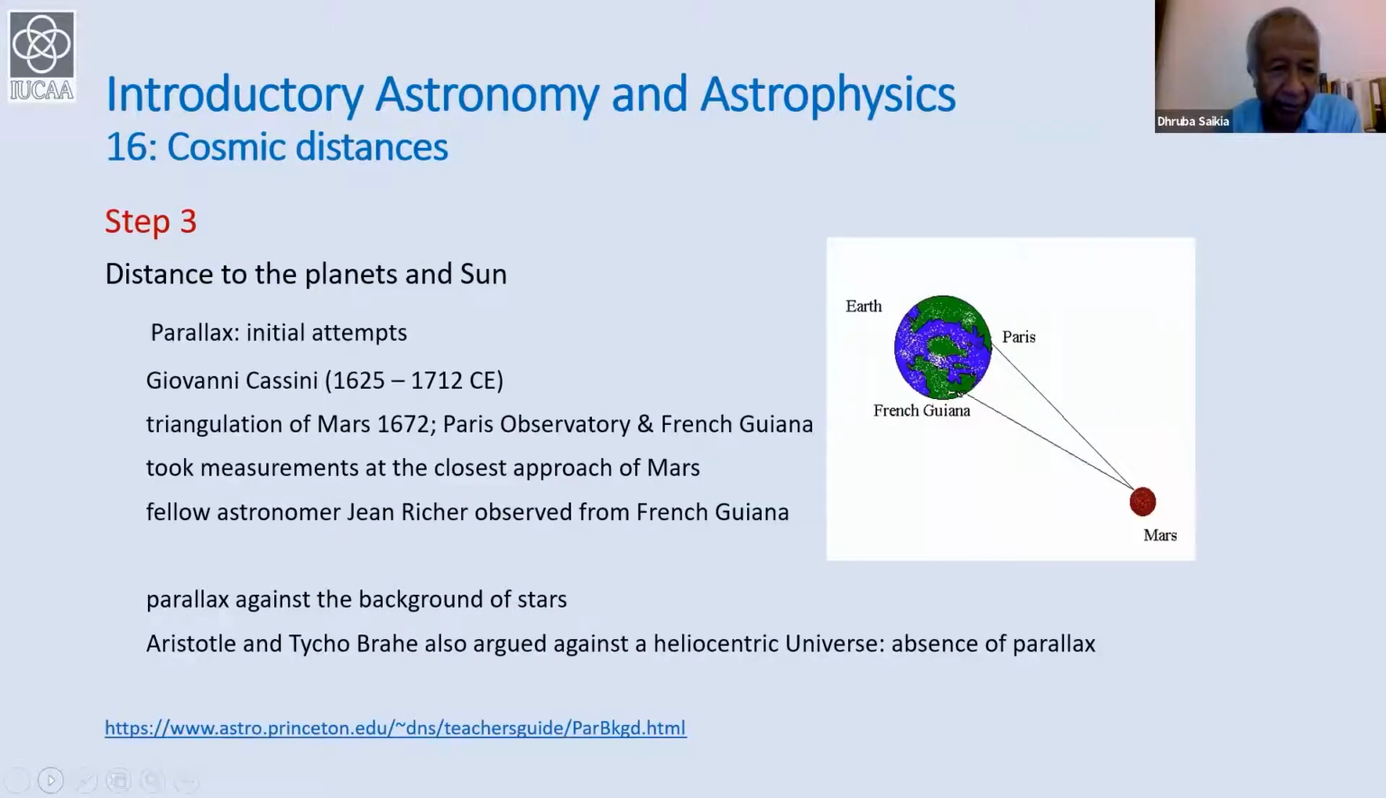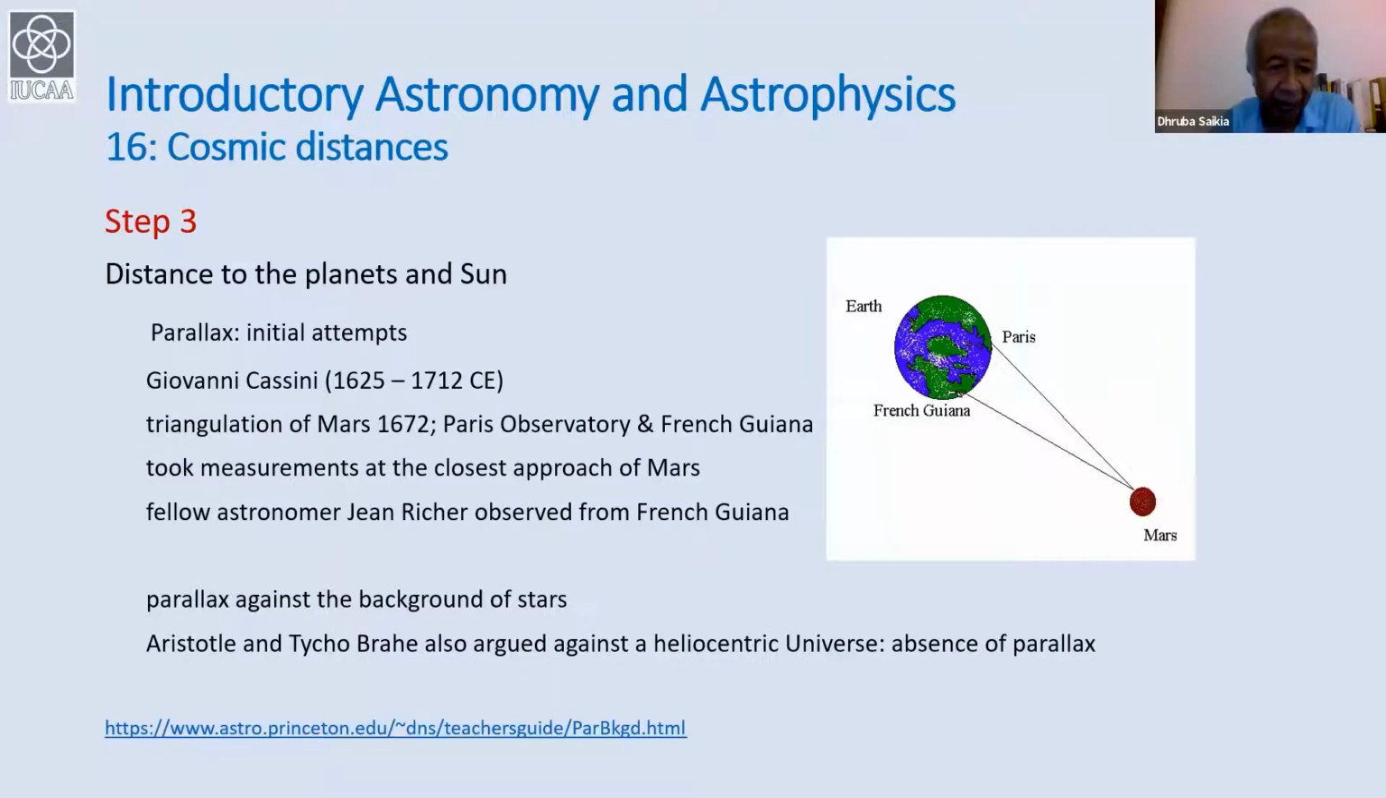So parallax attempts, these are triangulation methods. And for these distances, one need not worry very much about general relativistic effects. Cassini actually attempted triangulation of Mars in 1672-73. And he had sent one of his fellow astronomers, Jean Richer, to French Guiana, and took measurements at the distance of closest approach of Mars, and arrived at, again, not unreasonable values, given the technology available at the time.